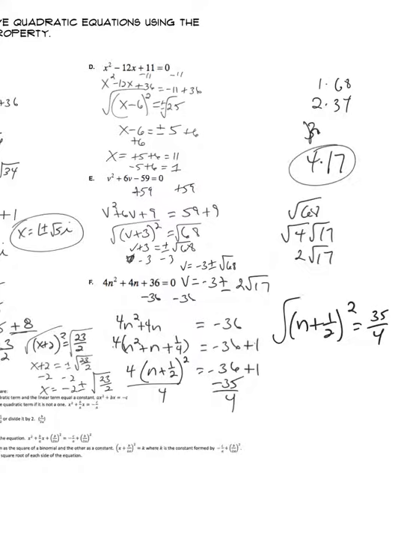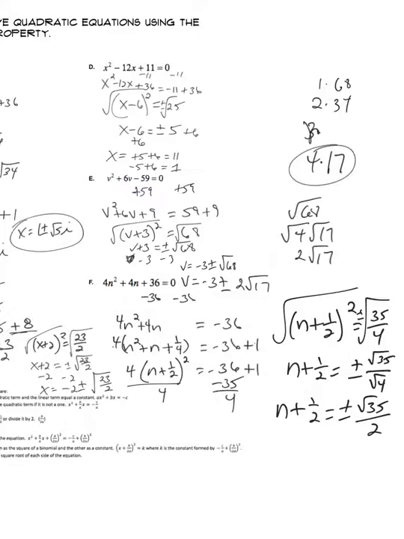If I do the square root of both of these, I have n plus 1/2 equals plus or minus the square root of 35 over the square root of 4, for good reason. n plus 1/2 equals plus or minus radical 35 over 2. Subtract 1/2 from both sides to have your final answer.